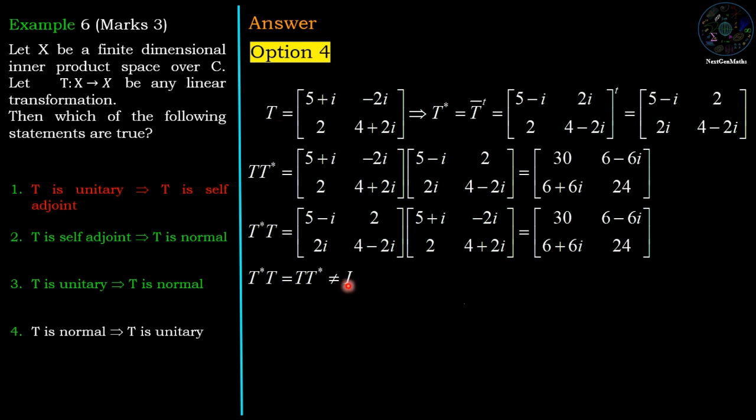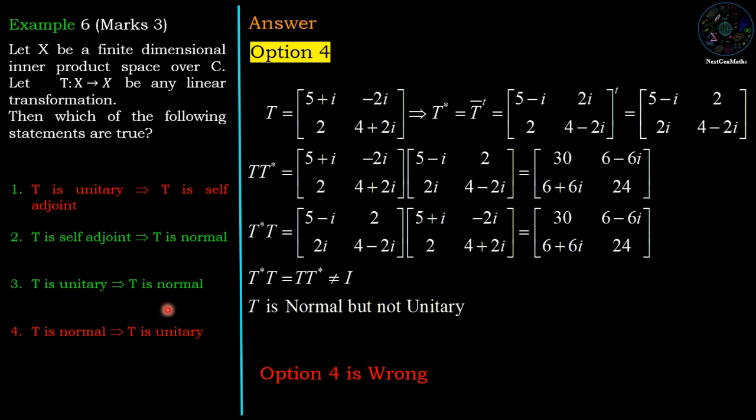It is not equal to I, so it will not be unitary matrix. So T is normal but not unitary. But the option number 4 says that if T is normal, then it must be unitary, which is wrong. So option number 4 is wrong. So we have two correct answers. First is, if T is self-adjoint, then it must be normal. And if T is unitary, then it must be normal.